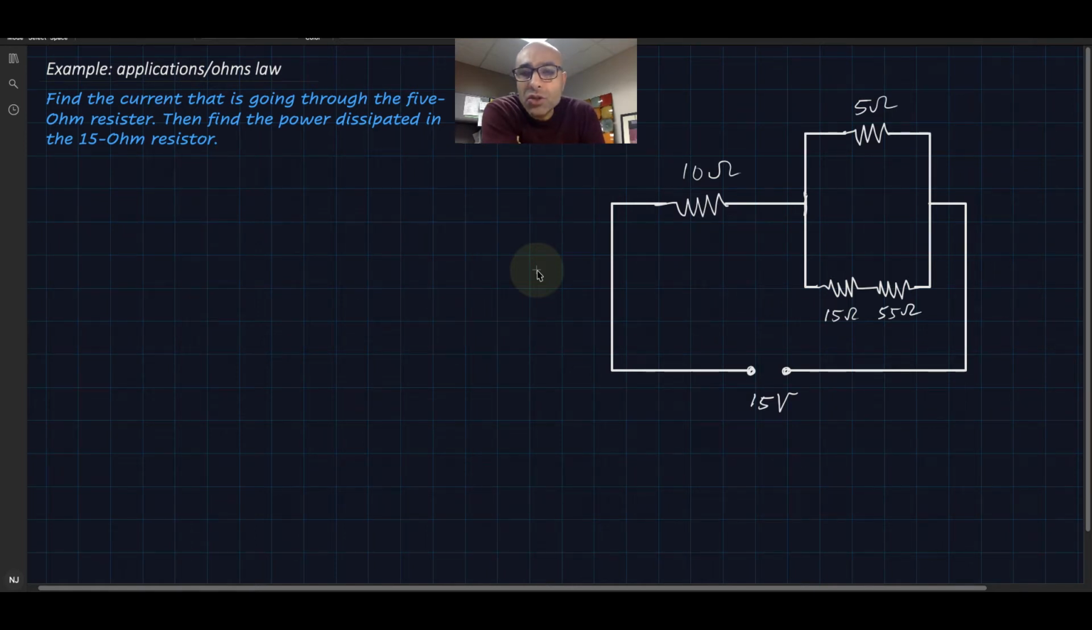We are going to use Ohm's law to find the current that is going through one element of this circuit, and this element is the resistor here. We are going to find the current that is going through the 5 ohm resistor. And then we will use our knowledge to find the power dissipated in this resistor here, the 15 ohm.